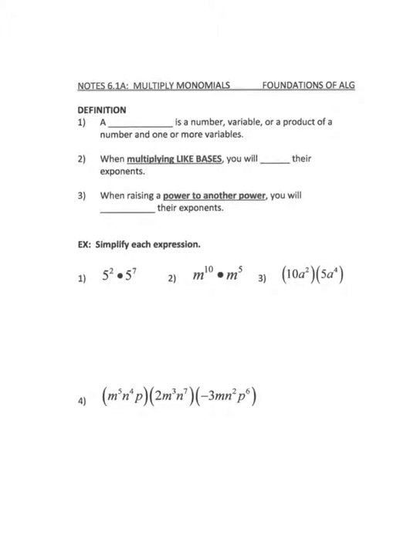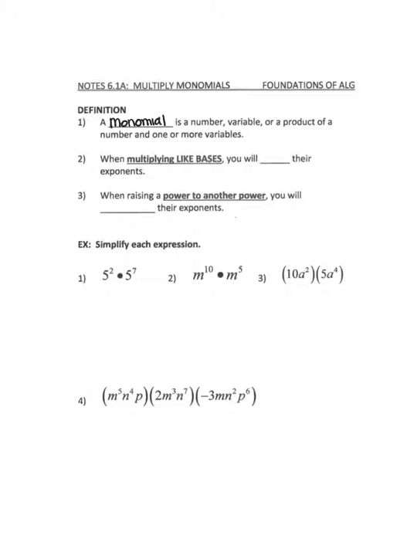Alright, in 6.1a we are going to talk about multiplying monomials. The first thing we want to learn is what is a monomial. So first off, a monomial is a number, variable, or a product of a number and one or more variables.